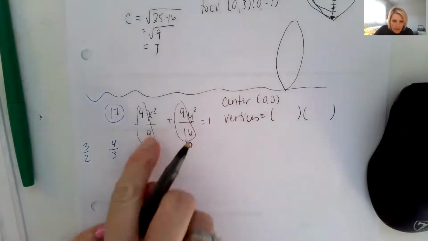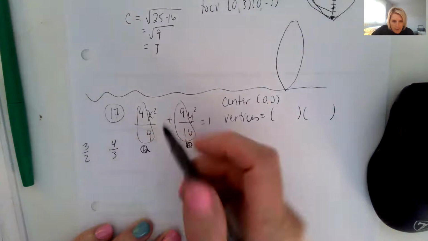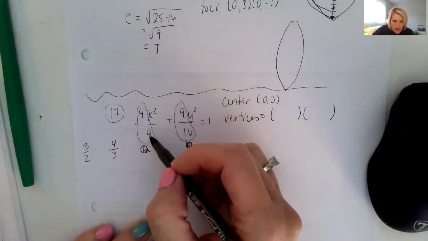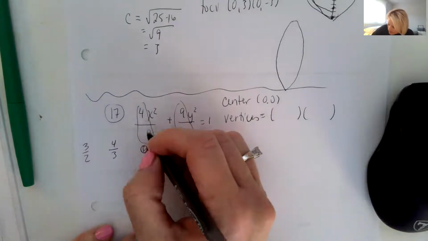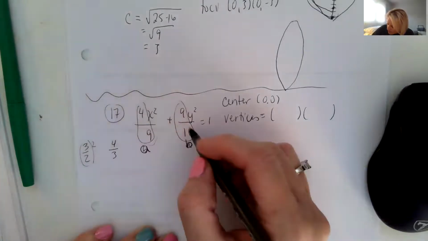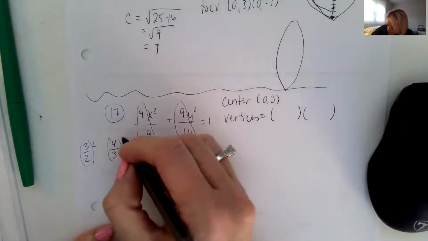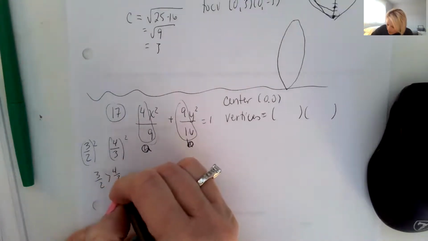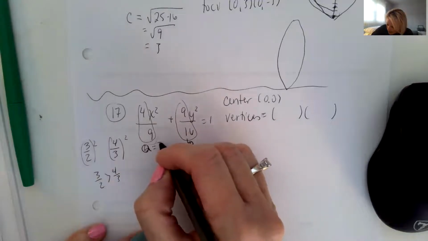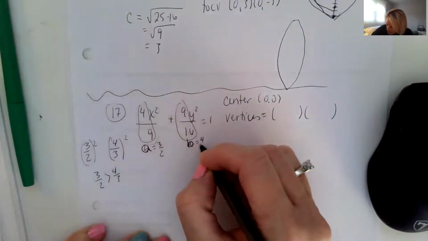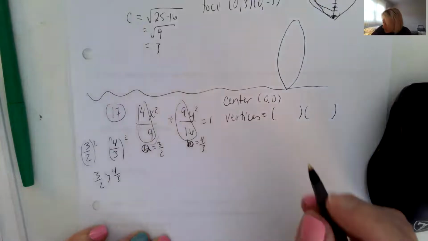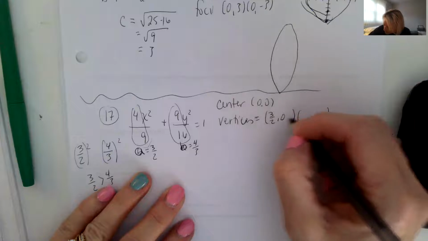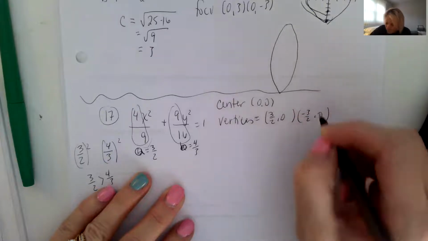It looks like, because 9 is smaller than 16, that this should be our A, but we have to look at this as a whole fraction because we have 4/9. It's really 3/2 squared. And then this one is really 4/3 squared. Well, 3/2 is actually bigger than 4/3. And so that's why this is A. A is the 3/2 and B is the 4/3. Okay, so that's why our vertices are at 3/2, 0 and -3/2, 0.